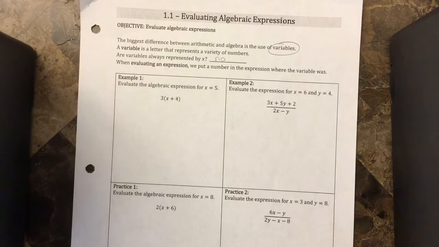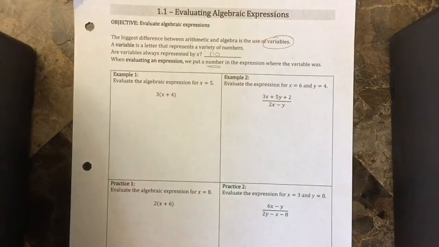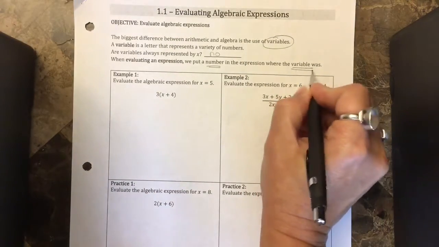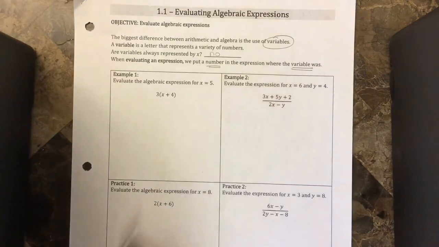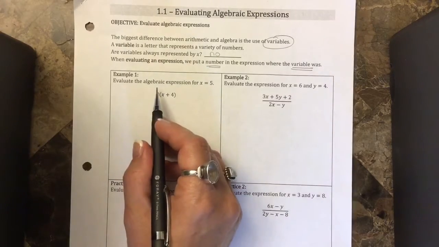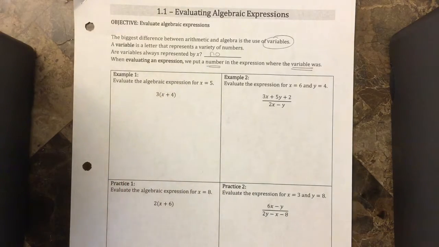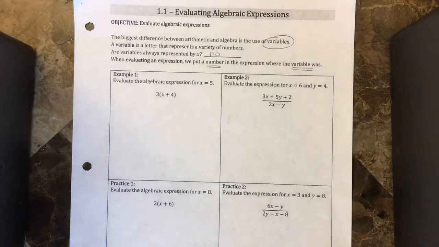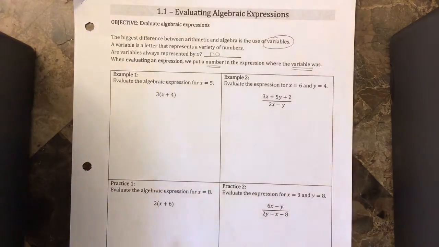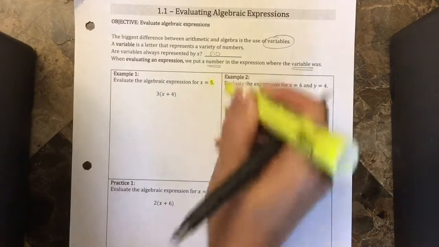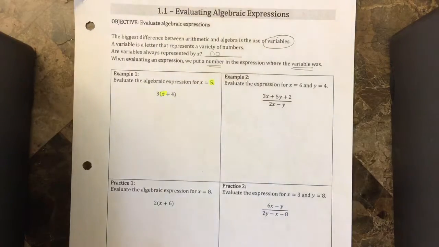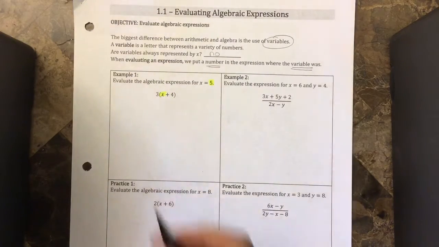So when you evaluate an expression, basically what you're doing is substituting a number that they give you where the variable used to be. So you're substituting it in. In this case, they gave you that x needs to be 5. So everywhere you find an x, you're going to put 5 in its place. Instead of having an x, you're just going to substitute a 5.